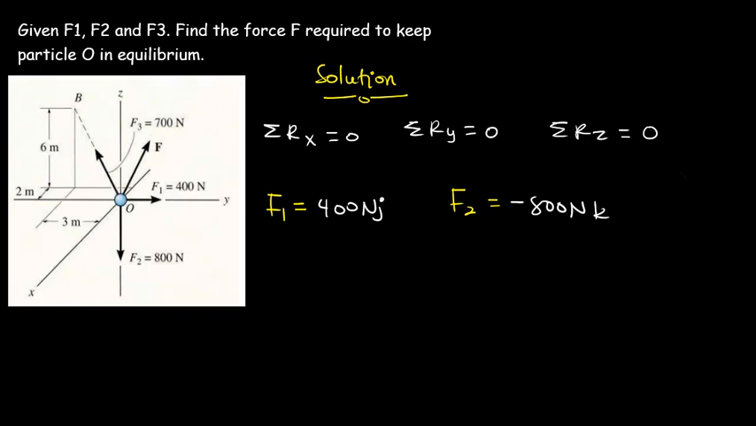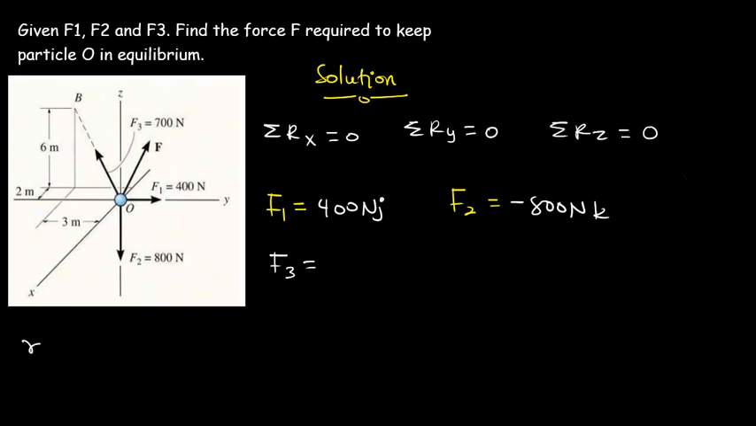Looking at F3, which is the 700 Newton force, you see that it will have components in the x, the y, and the z-axis direction, because the position vector of this 700 Newton force is going to have components in all the axis directions. So you have to resolve this force also into its components. Let's look at how you are going to do this.